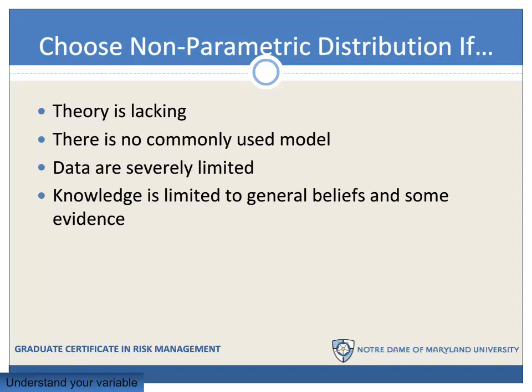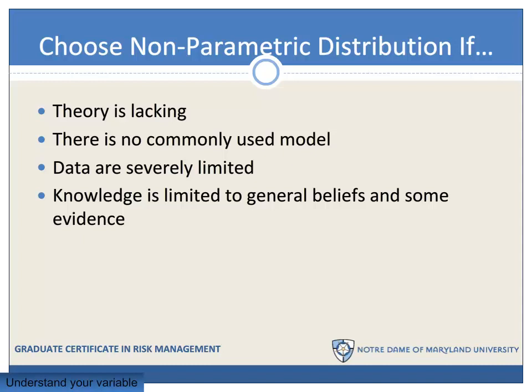Non-parametric distributions like the triangle and the PERT, the uniform and the empirical distribution are chosen when you are lacking theory. There's no strong theoretical reason to assume that your variables follow any kind of mathematical model, or there is no commonly used model. You've looked through the literature and the data and find out that there's no consensus on what the distribution ought to be.